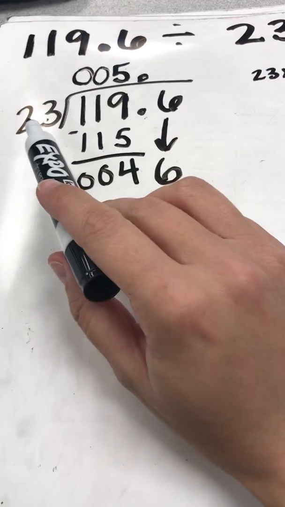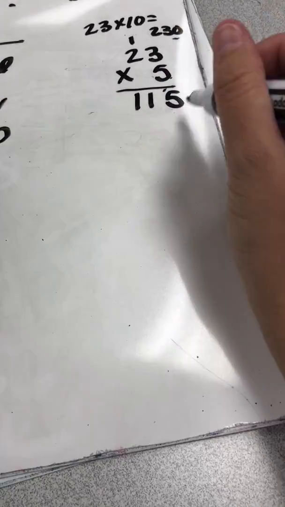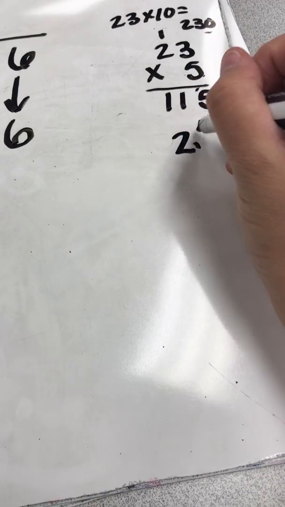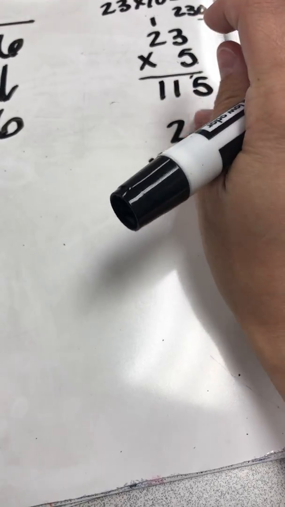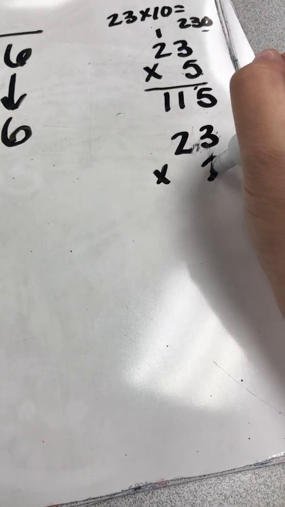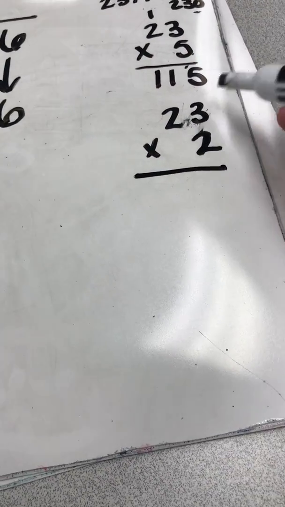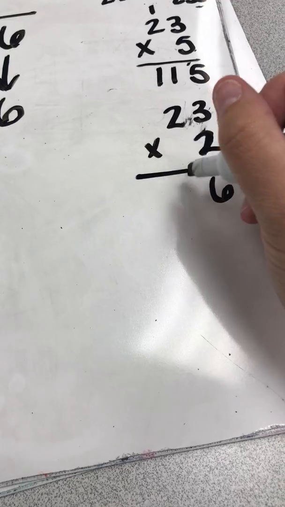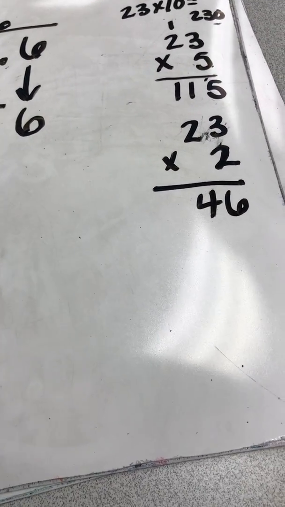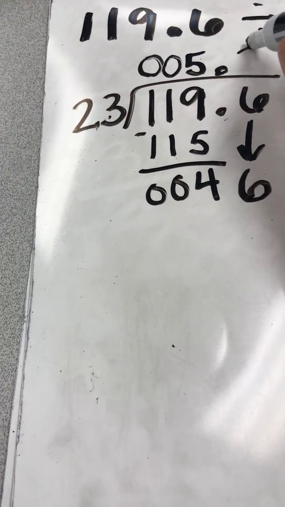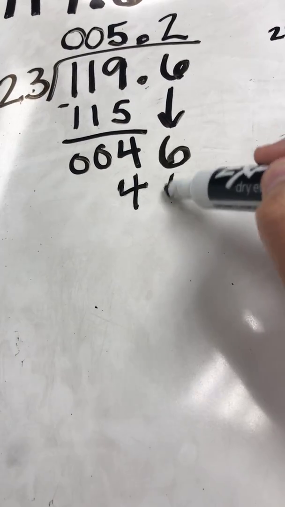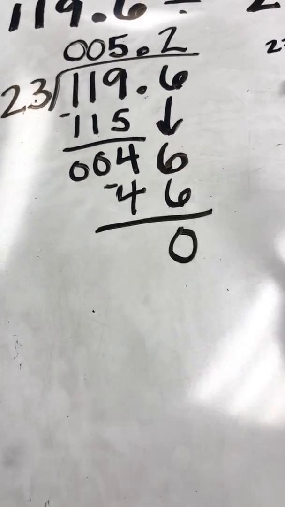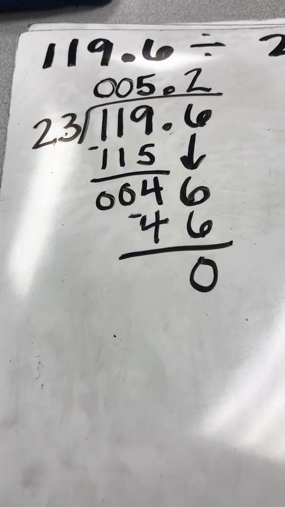I'm thinking that 23 times 2 is going to give me 46. But we're going to double check it anyway. Oops. 23 times 2. I know 2 times 3 gives me 6, and 2 times 2 gives me 4. Okay, so I was right. So I'm going to put my 2 on top of my 6. I know 2 times 23 gives me 46. And I subtract, and I have no remainder, which is good.